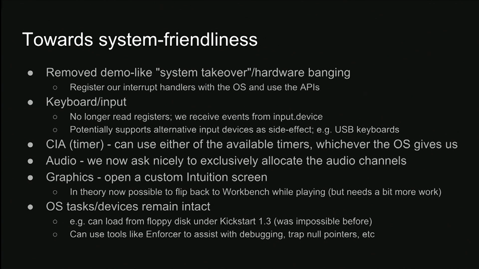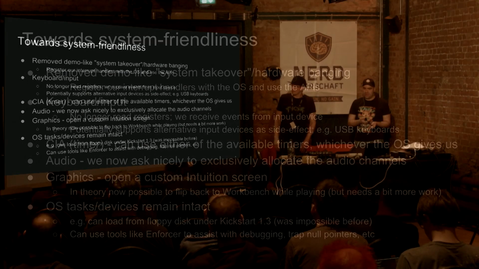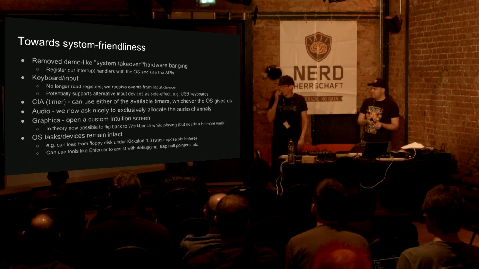So it's almost there. And because we're doing all this, some of the weird bugs that were in the first version have just disappeared. So one example was that you just could not load any songs from floppy disk under Kickstart 1.3. 2 and 3 were fine. Don't know why that is, but it was just because we'd taken over all the interrupts and disabled the OS, and now that we don't do that, it works. And because we're running inside the OS properly now, we can use things like Enforcer to trap bad memory accesses, and it's much easier to debug.